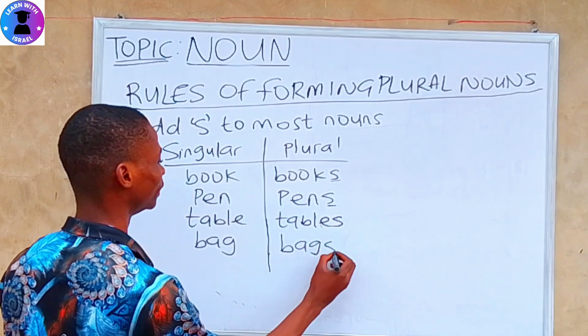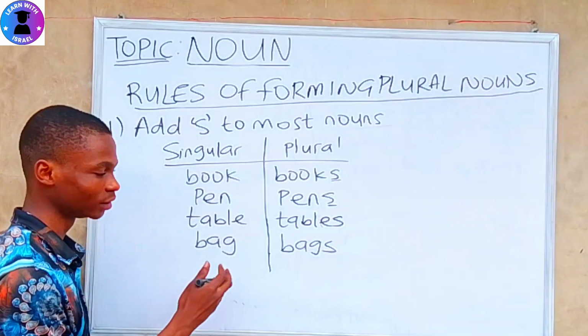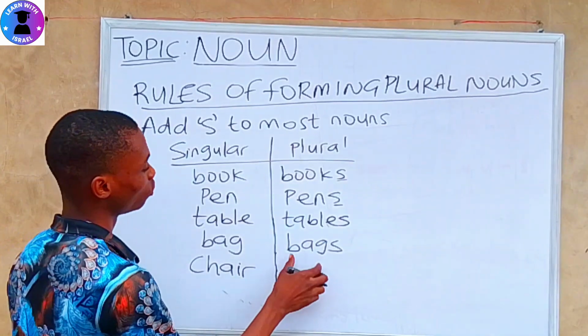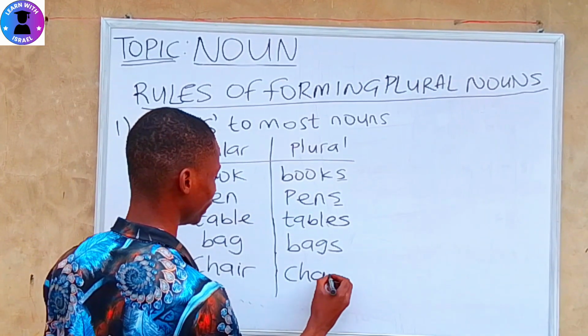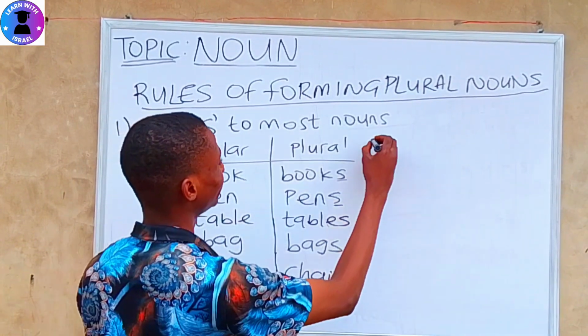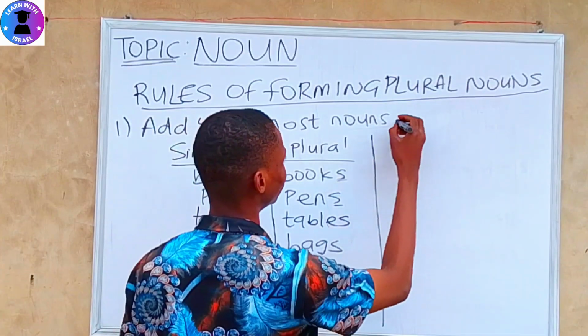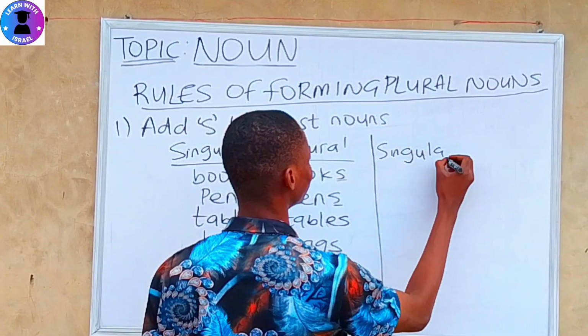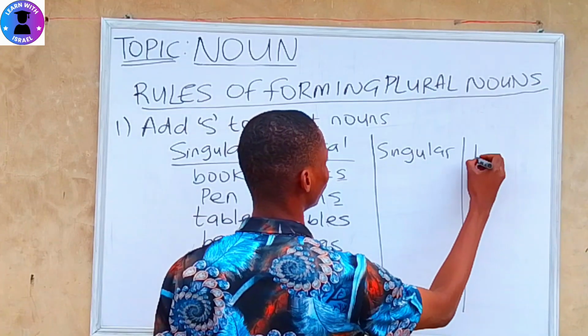I hope you are jotting this down. I hope you have notes for jotting. Make sure you jot it down. We also have share, and for plural we have shares. Adding of es. So we have singular and we have plural.